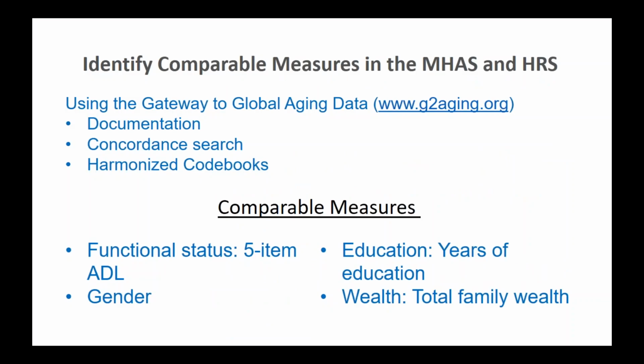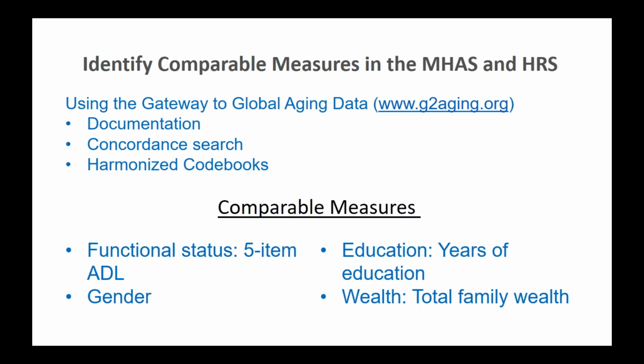So if you recall, what we decided to look at was disability, and we're going to model that using this 5-item ADL measure, which we saw just briefly using the harmonized MHAS codebook. And that measure is in both the RAND-HRS and the MHAS, because we saw that those questions were asked very comparably. The same questions were asked in both studies.